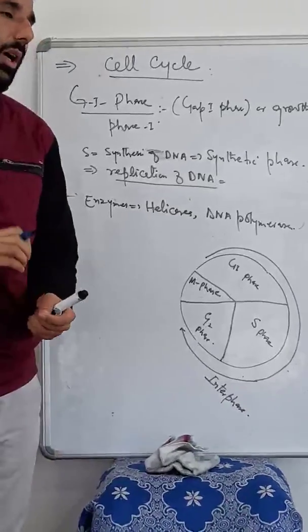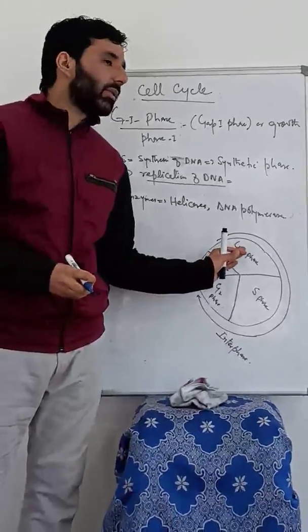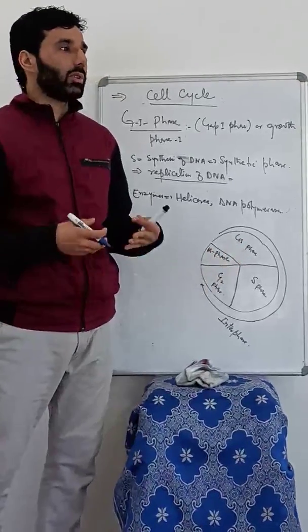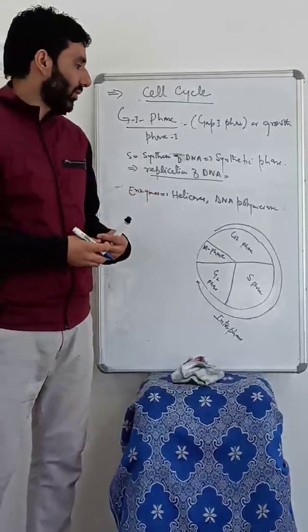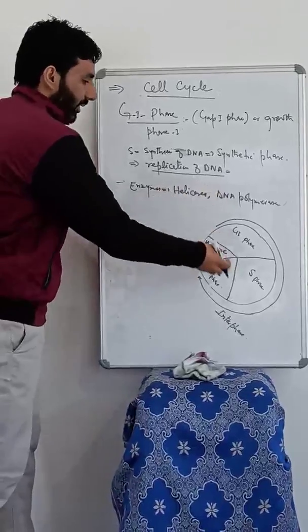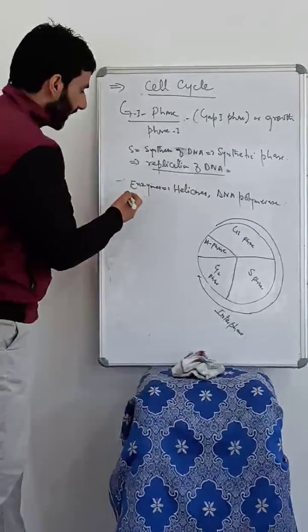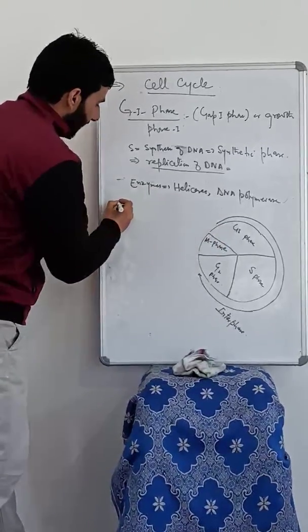These enzymes have to be already prepared. They are prepared in G1 phase. That means the protein synthesis takes place in G1 phase. That's why it's called the growth phase. It accumulates the nutrition. So these enzymes which are required in S phase are already prepared in G1 phase. We need nucleotides.